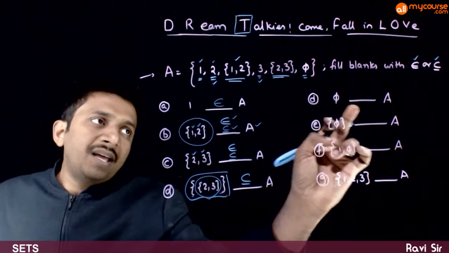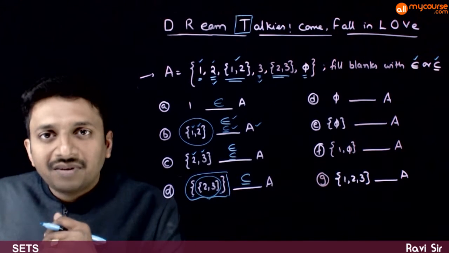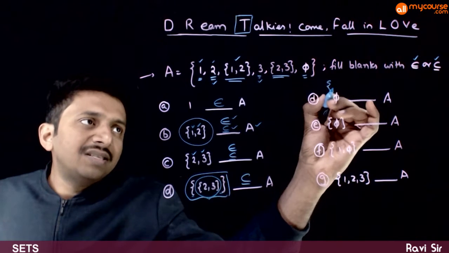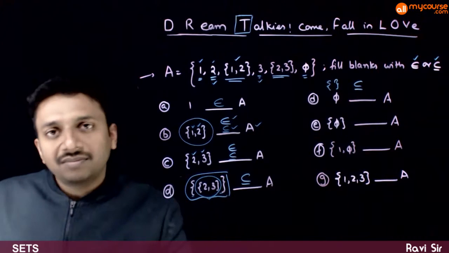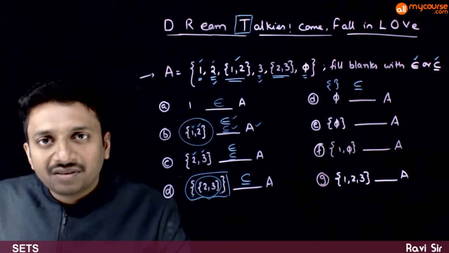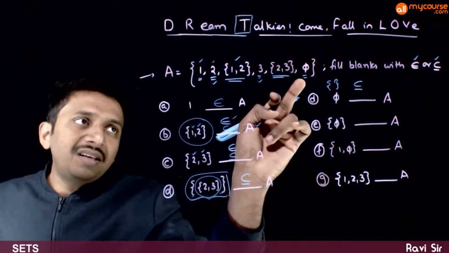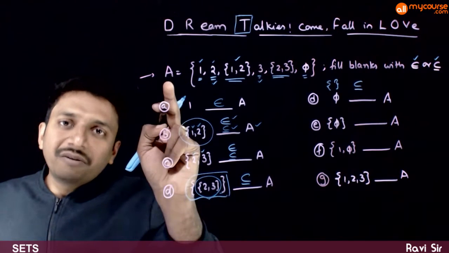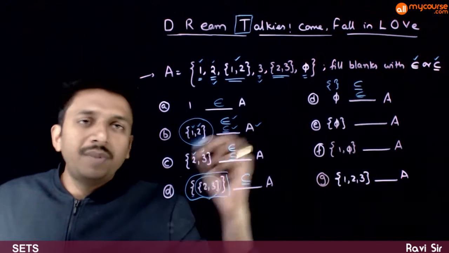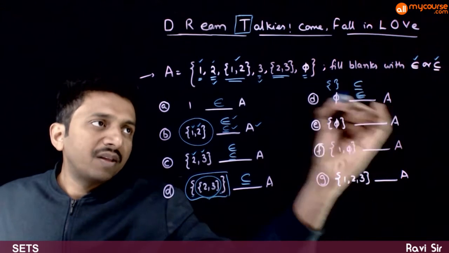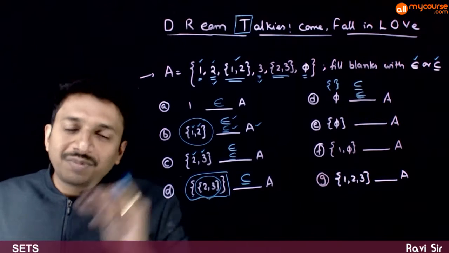Next, phi and A. So phi is nothing but the empty set. You know that the empty set is a subset of every set. Empty set is a subset of every set. But as you can clearly see, phi is also an element of A. So phi is also an element of A, so phi belongs to A is also right. So you can either write belongs to or subset of, both are right.